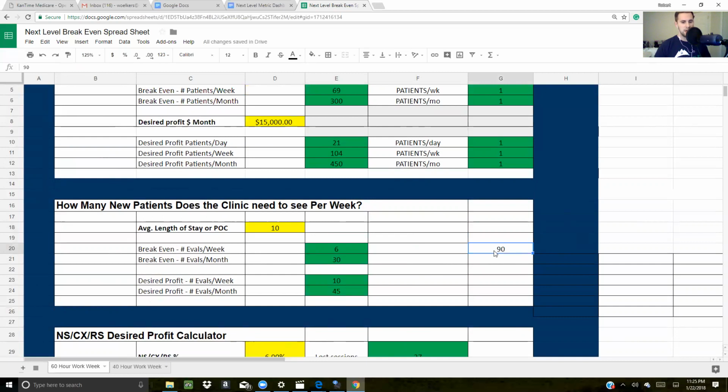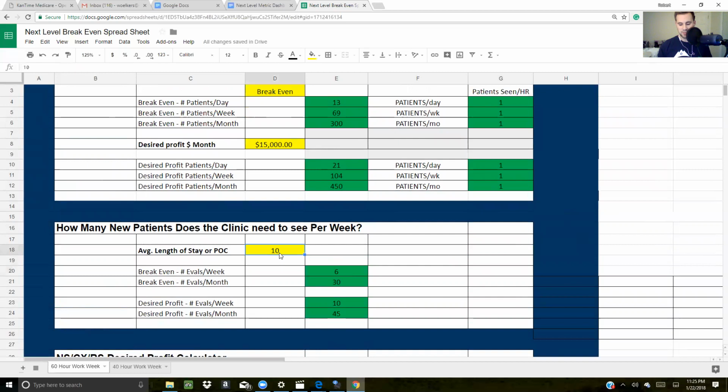I could easily add it. It's just adding a calculation here in percentages to get this number up a little bit. But just know that you might have to get 8 leads to get 6 evals if you have a 90% arrival rate. So anywho, now watch what happens if I bump this thing all the way up to an average plan of care of 13.